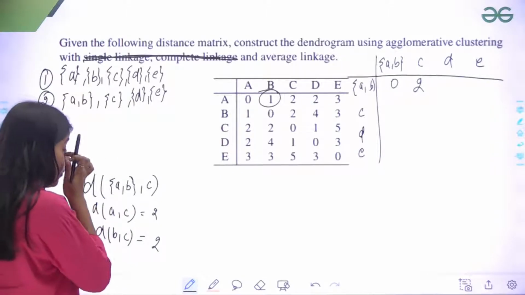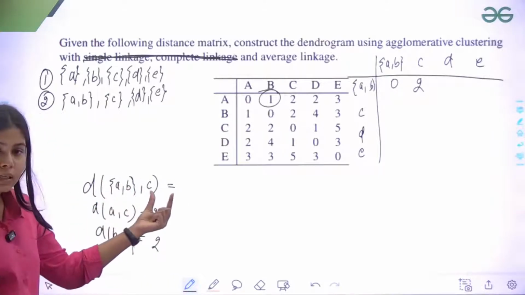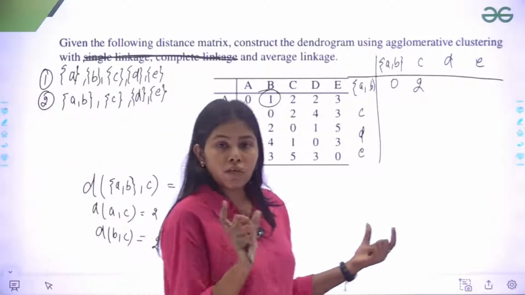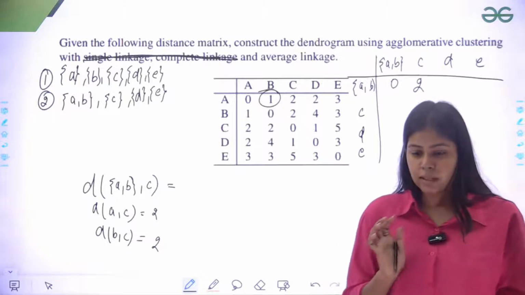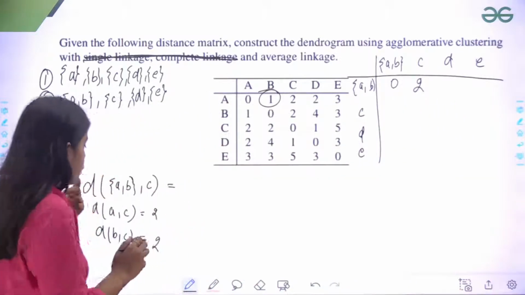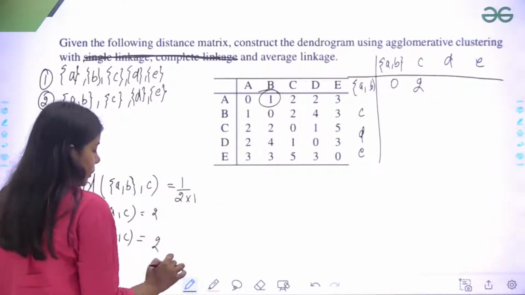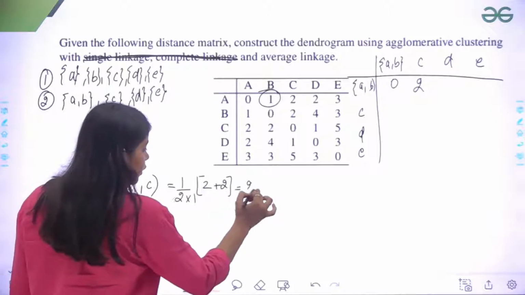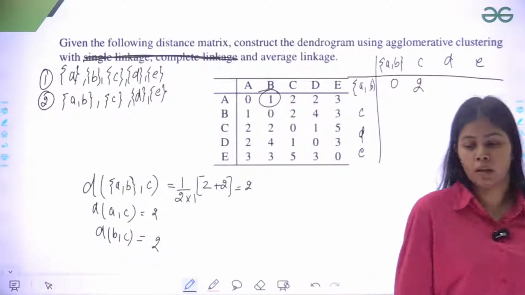Now, what is the formula? Sum of all the distances between cluster 1 and cluster 2, upon the number of elements in cluster 1 into the number of elements in cluster 2, right? That I have to do. You can see that this has 2 elements, 1 by 2 into this has 1 element, 1, and the sum of distances would be 2 plus 2, 4. So that would give me 2. So the distance of AB with C is 2.